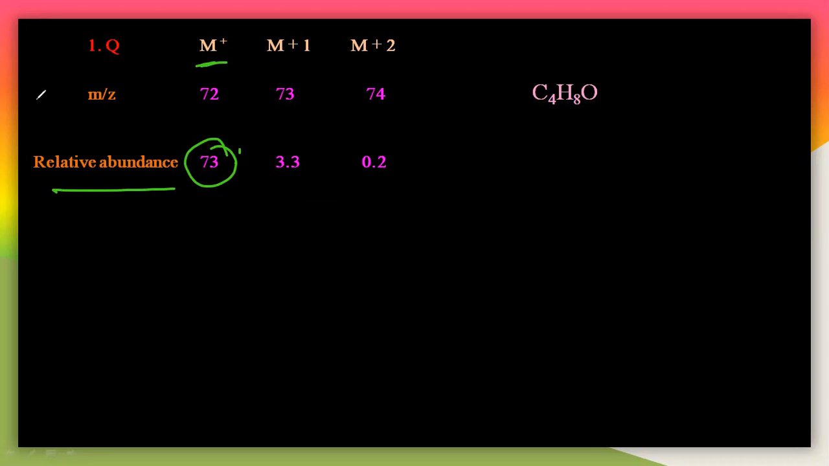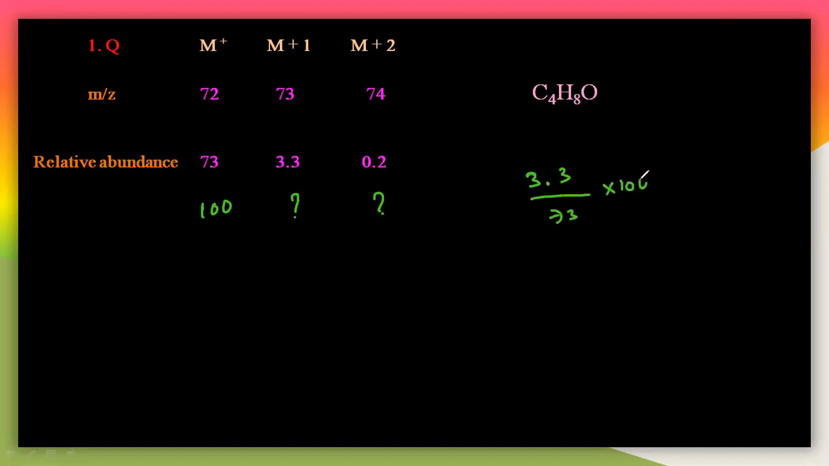So see here. So we will make up that into 100%. How can you make up this 100% here to get these M plus 1, M plus 2 values? If you keep this 73 as 100, what is the value of this and what is the value of this? So very simple. You have to do only one thing here. Simply 3.3 by 73 into 100.